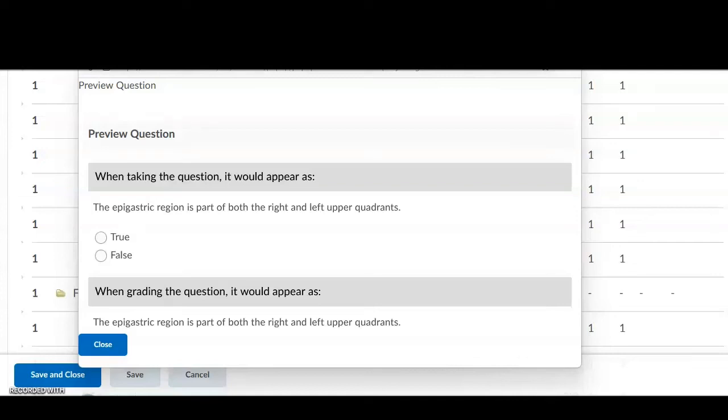Okay, first question. The epigastric region is part of both the right and left upper quadrant. Okay, let's wait 5 seconds. Okay, hopefully you got your answer. So the epigastric region, part of both the left and upper quadrant. Yes, that should be part of it.